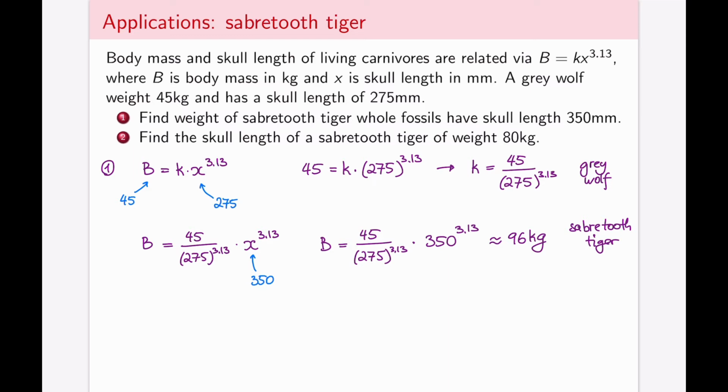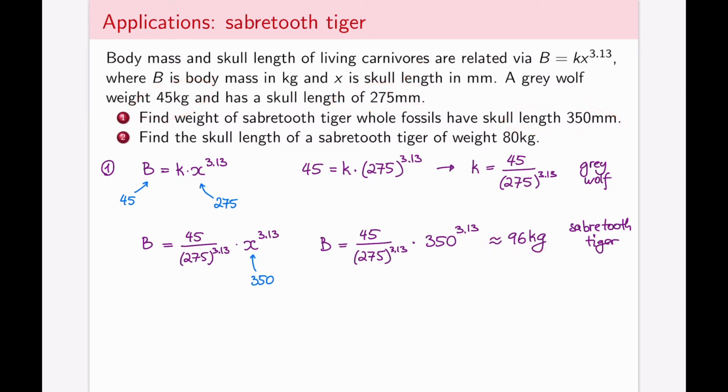Okay? There is a really nice feature of word problems, and that is the fact that you can actually make sure that your answer has some sort of common sense. So a gray wolf, the skull length was 275 and the mass was 45. The saber-toothed tiger, the skull length was 350, so more than that of a gray wolf. Therefore, we expect that the mass is also going to be larger, and 96 kilos came out larger than 45.